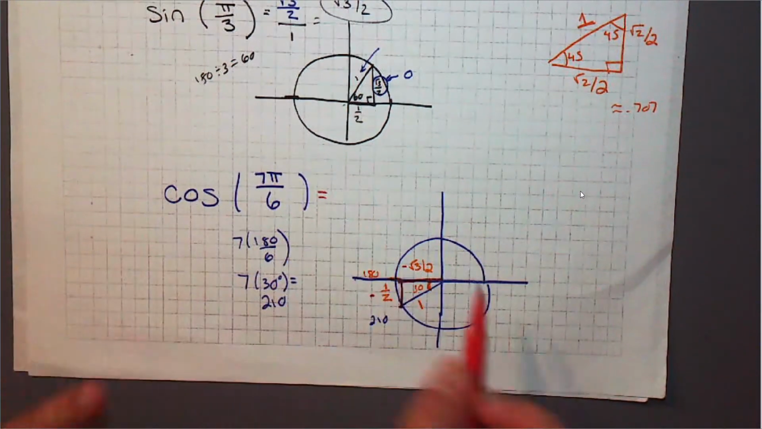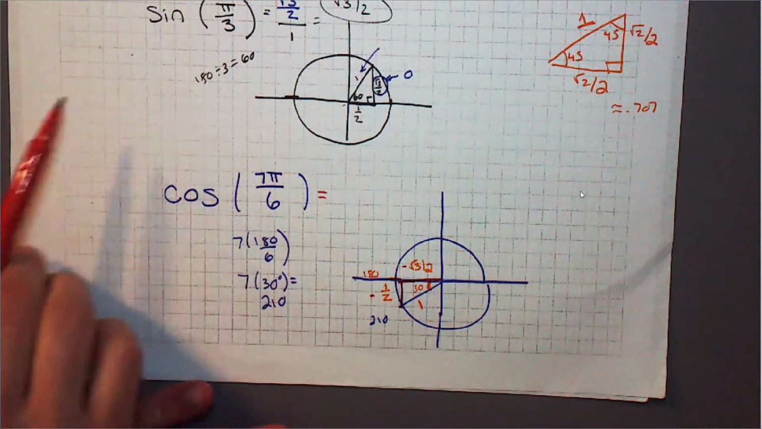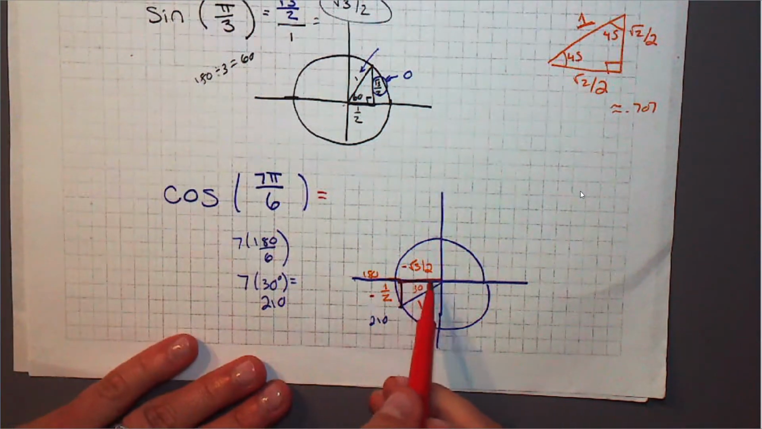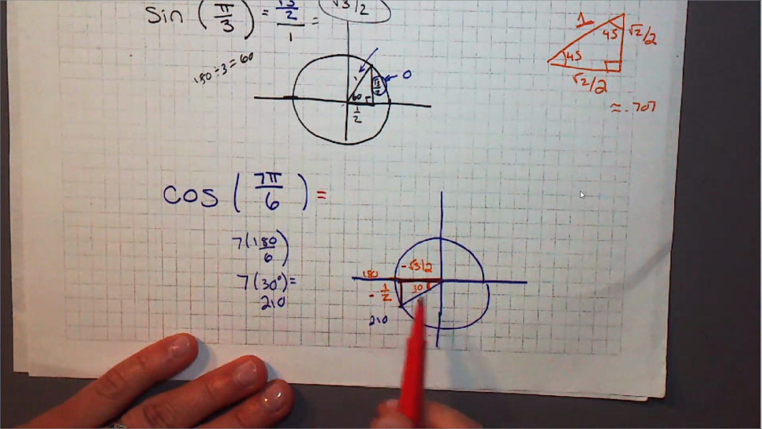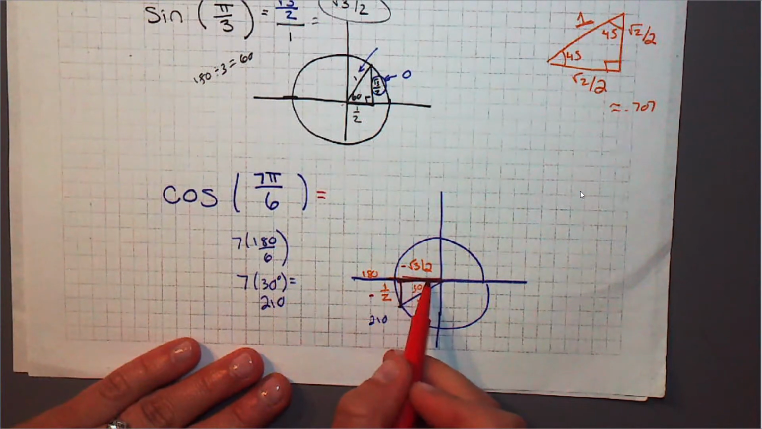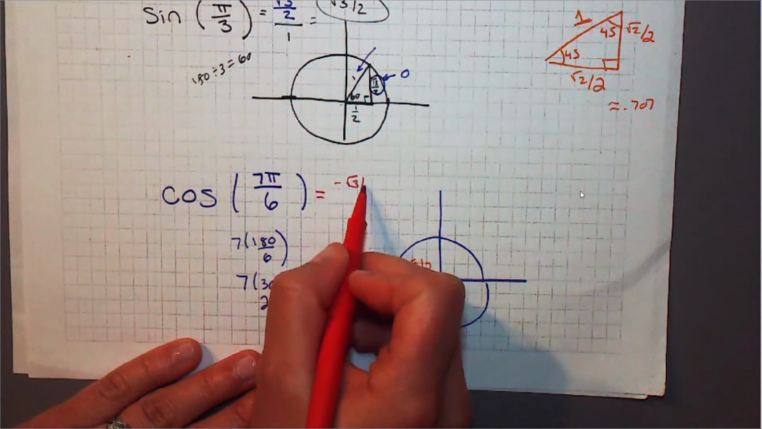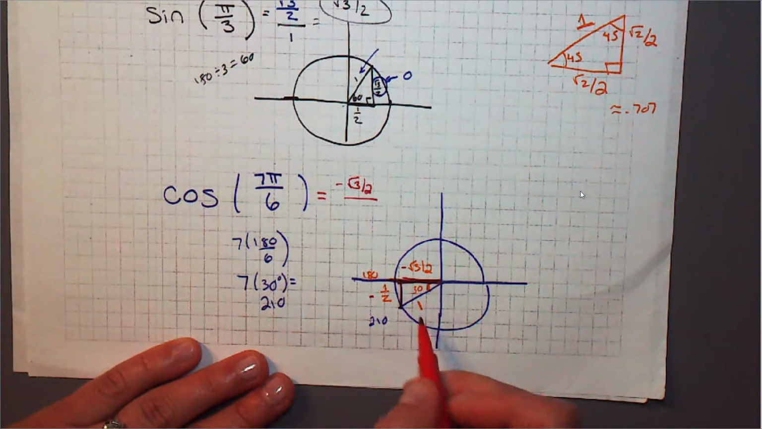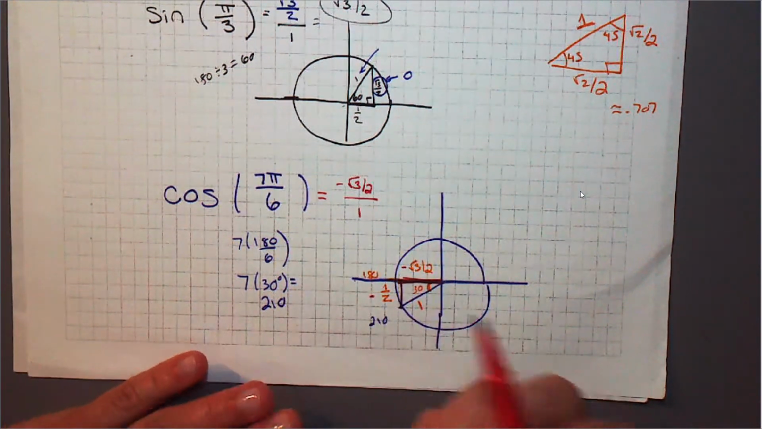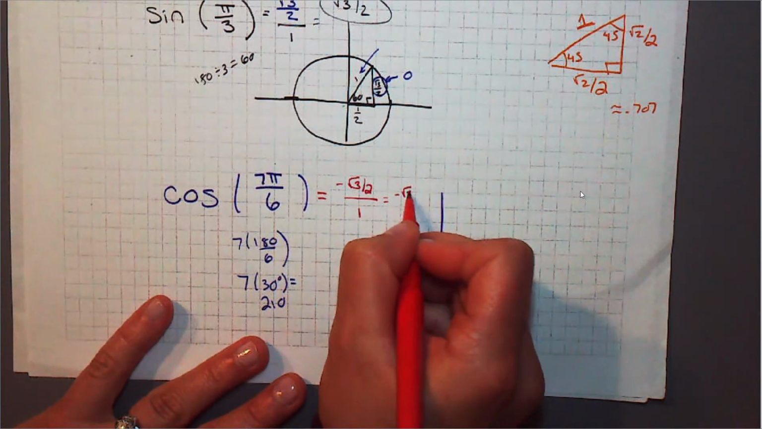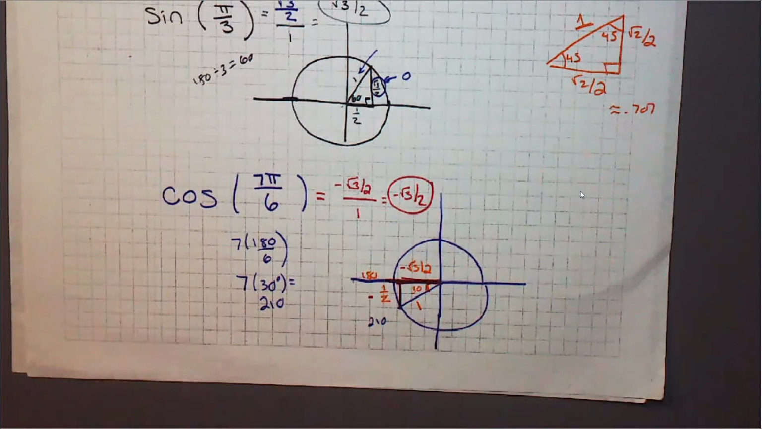Okay, so cosine is the adjacent side, so SOHCAHTOA, the adjacent side to the angle. It's also always on the x-axis, the length of the x-axis. So that would be negative root 3 over 2 divided by the hypotenuse, which is 1. Again, we can basically ignore that. And my final answer is negative root 3 over 2.